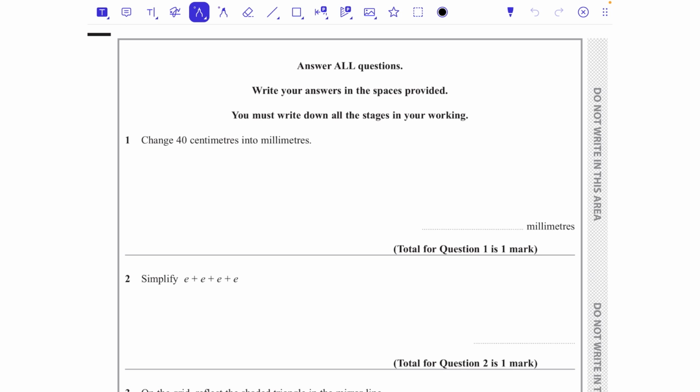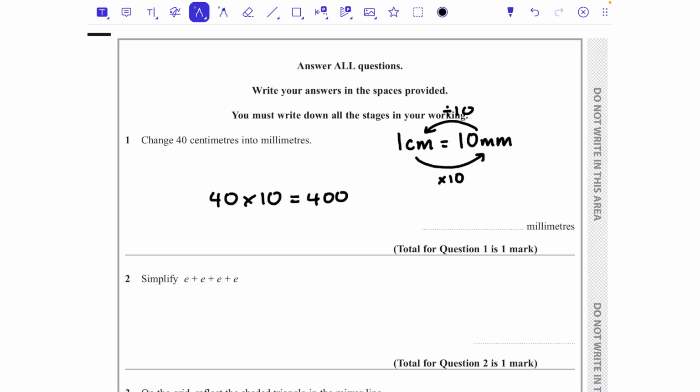The first thing you do when you change between centimetres and millimetres, I would like to write down what I know is true. So I know that 1 centimetre is equal to 10 millimetres. And therefore I know if I'm going from centimetres to millimetres, I'm multiplying by 10. And if I'm going from millimetres back to centimetres, then I'm dividing by 10. In this question, we're going from centimetres to millimetres, so we're going to be timesing by 10. So 40 centimetres, 40 times 10 is 400 millimetres. So 400 would be our answer there.